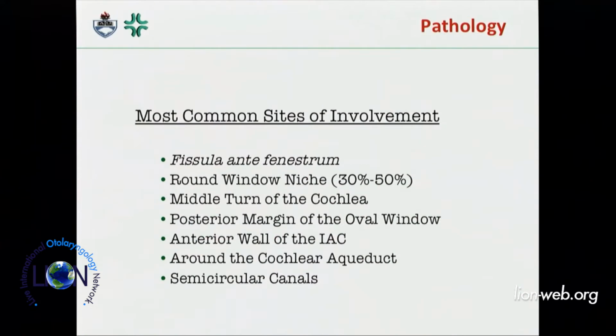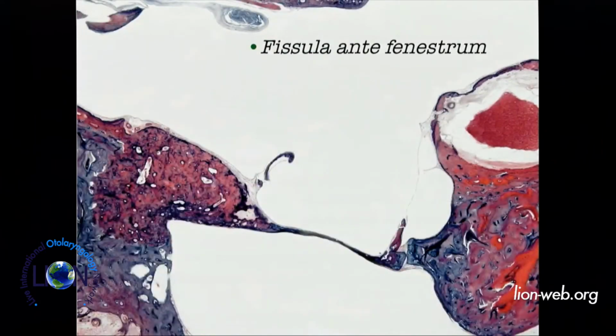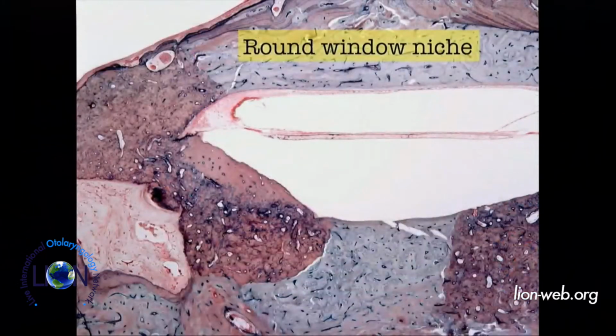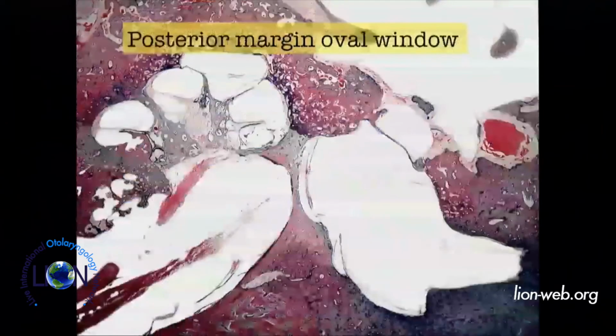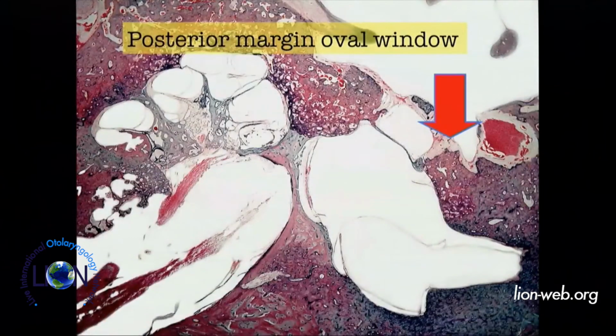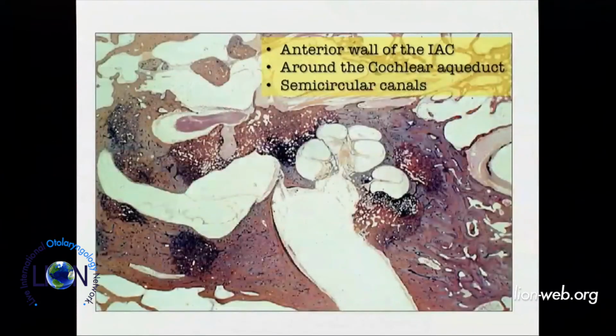What are the most common sites of involvement of otosclerosis? The fissula ante fenestram, as we said, but also the round window niche involvement. This is an obliterative otosclerosis in the round window niche, here and also here. You have the middle turn of the cochlea sometimes involved, and the posterior margin of the oval window, like here, and also the anterior wall of the internal auditory canal, around the cochlear aqueduct, and also the semicircular canal. So these are possible sites of involvement of otosclerosis.